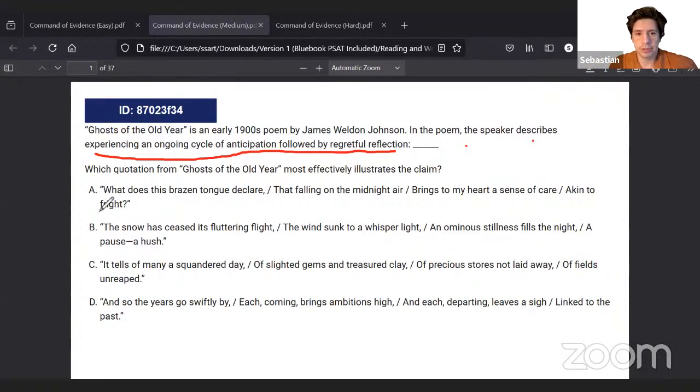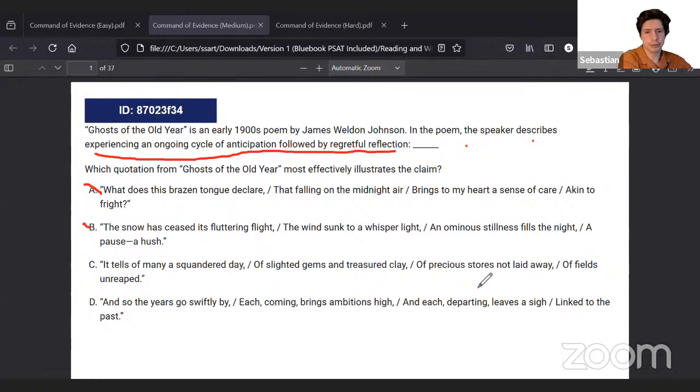Okay, so this one doesn't have to do with that. This is just talking about what a brazen tongue declares. This is about snow having ceased its fluttering flight and the wind sinking. So it's not again about the anticipation and the regret. Tells of many squandered days. So he does seem to have squandered days if you're feeling regretful, but of slighted gems and treasured clay. But we don't get a sense that this is in the past, and we don't get a sense that there was that excited anticipation. So then let's look at D just to make sure, but it should be that one.